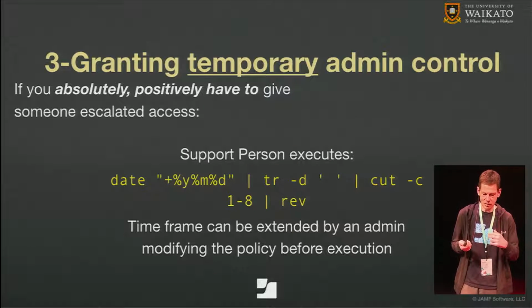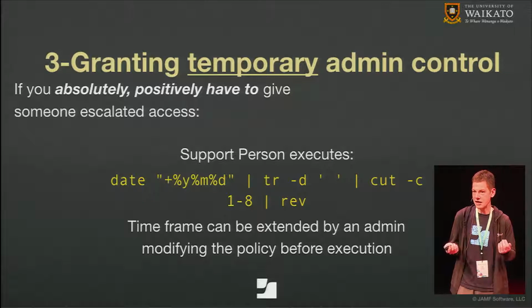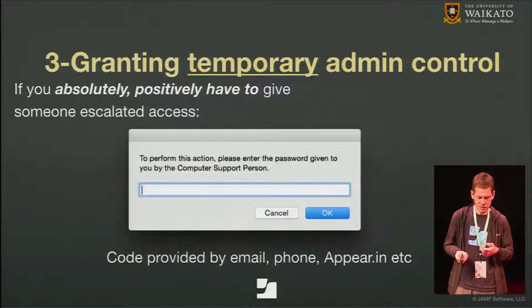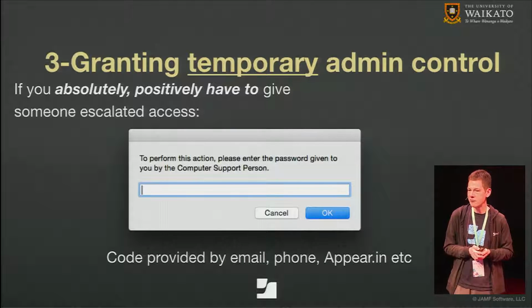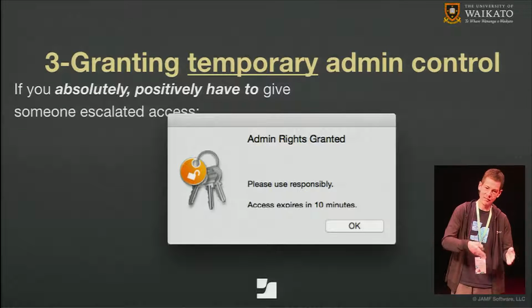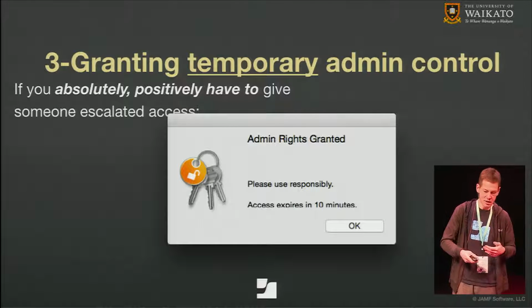So I run this little script, which just basically uses the date to generate a random little string of numbers. They're prompted to type this in. Once they've done it, they've got 10 minutes of administrator access. Then they're moved out of the administrator group back into the normal staff group.